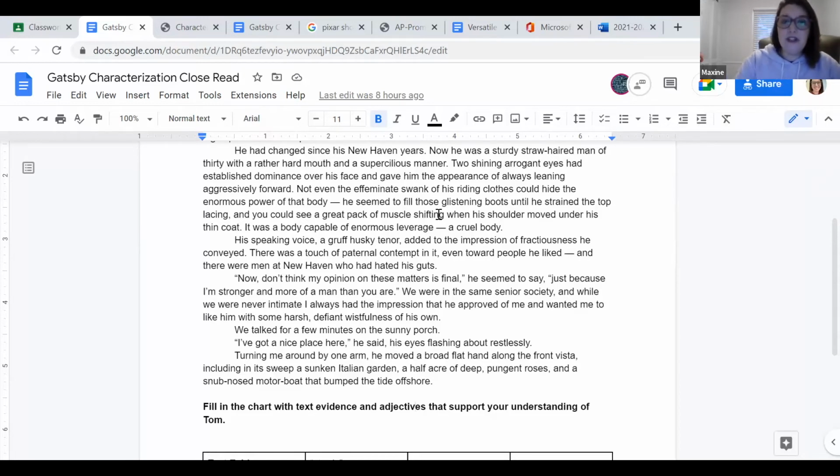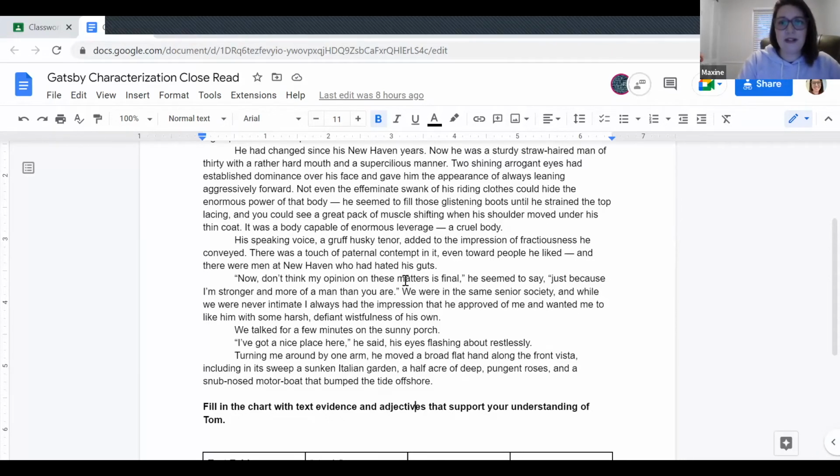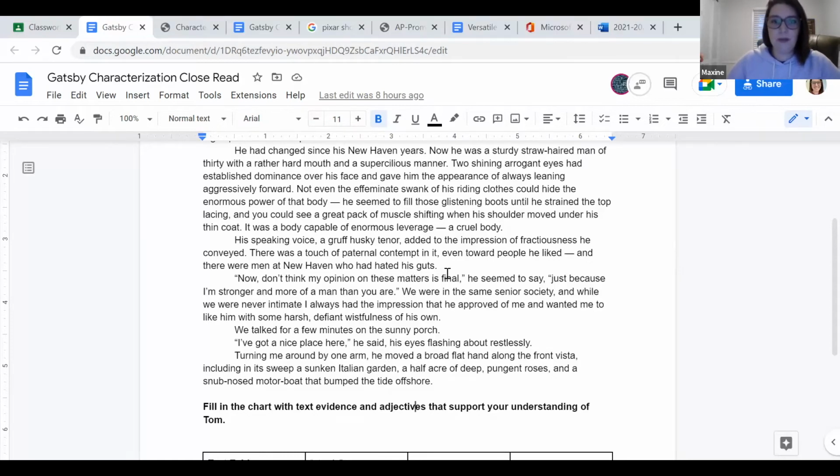It says there was a touch of paternal contempt in it, even toward people he liked. And there were men at New Haven who hated his guts. Now, don't think my opinion on these matters is final, he seemed to say, just because I'm stronger and more of a man than you are. We were in the same senior society, and while we were never intimate, I always had the impression that he approved of me and wanted me to like him with some harsh, defiant wistfulness of his own. We talked for a few minutes on the sunny porch. I've got a nice place here, he said, his eyes flashing about restlessly.